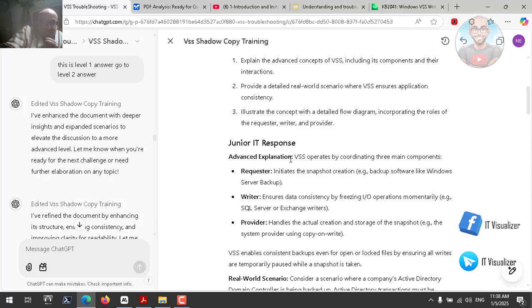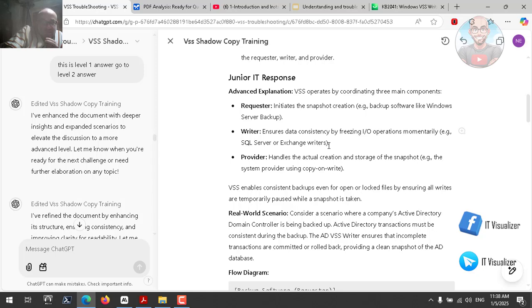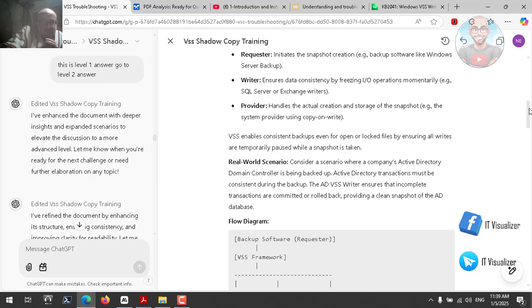So junior IT response, advanced explanation. VSS operates by coordinating three main components. Requester initiates the snapshot creation, like backup software such as Windows Server Backup or Veeam or whatsoever. Then we have the writer, which ensures data consistency by freezing I/O operations momentarily, for example SQL Server or Exchange writers. Provider handles the actual creation and storage of the snapshot, for example the system provider using copy-on-write. These answers are a little bit technical. We need to make them simpler. So it's not doing a good job in explaining these concepts in a simple way.